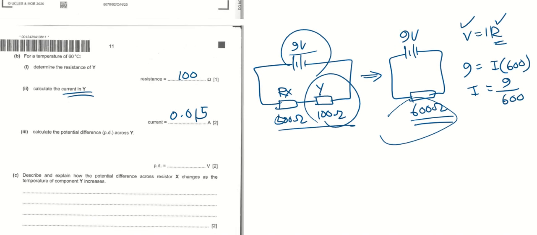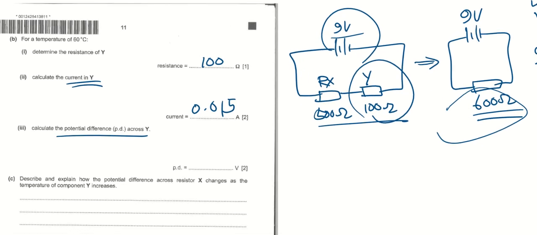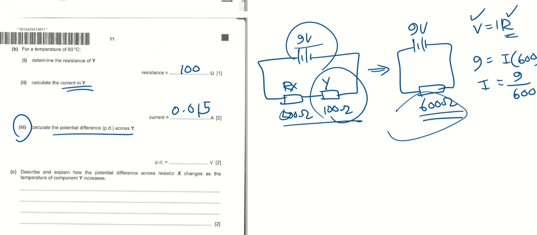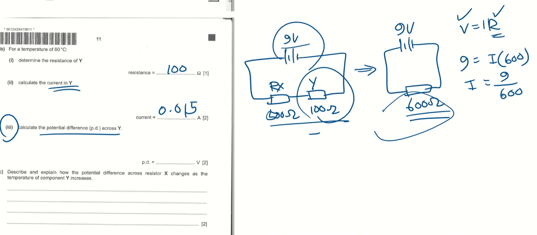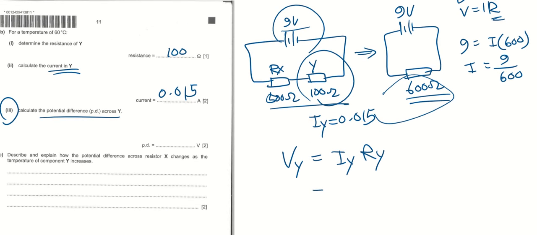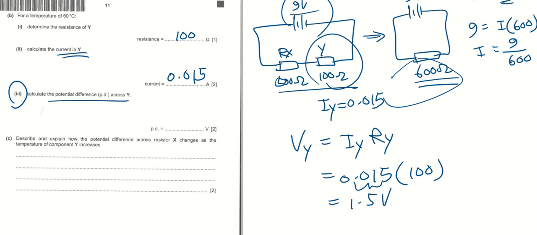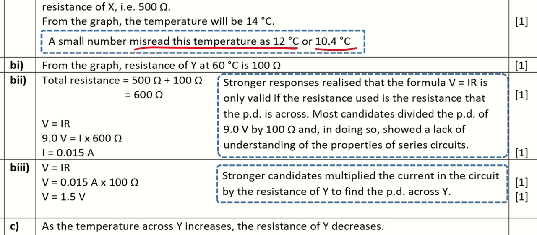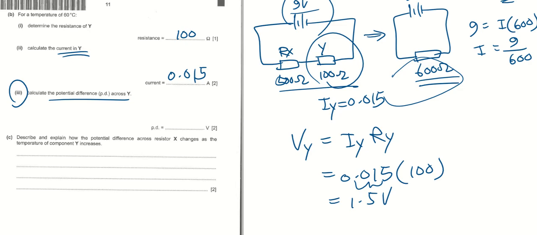Okay, calculate the potential difference across Y. Still the same thing. If the current that flows through Y is 0.015, then Vy will be Iy multiplied by resistor Y. Vy is unknown, 0.015 multiplied by 100, so it will be 1.5 volts. Now, how about the Vx there?